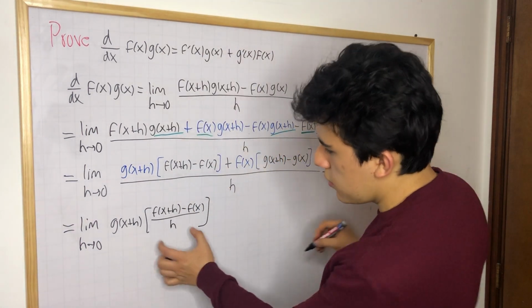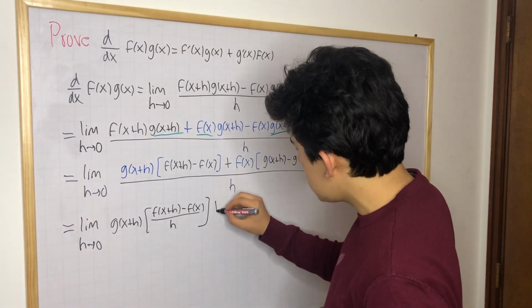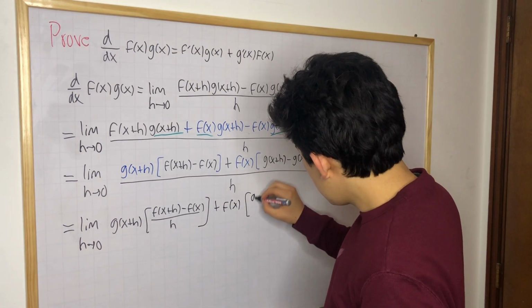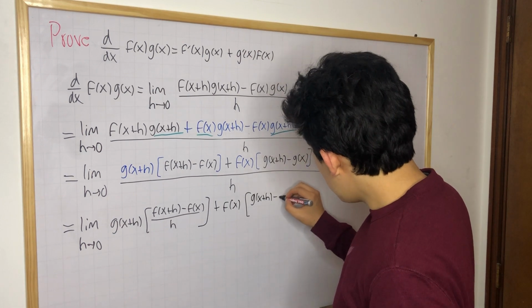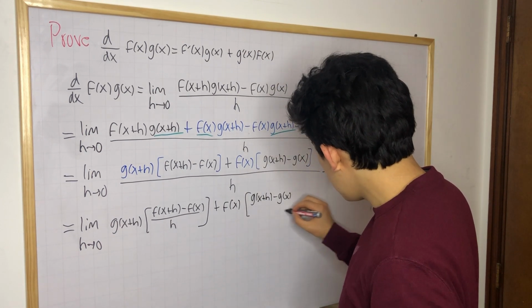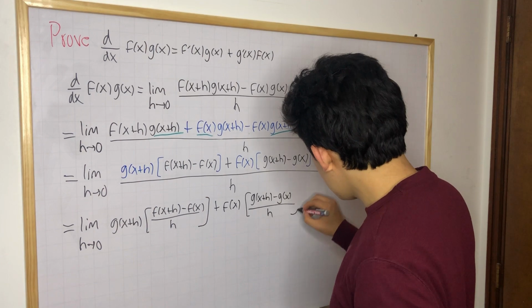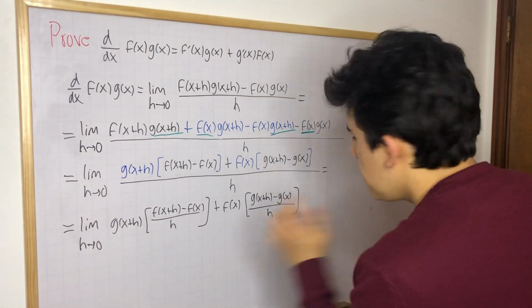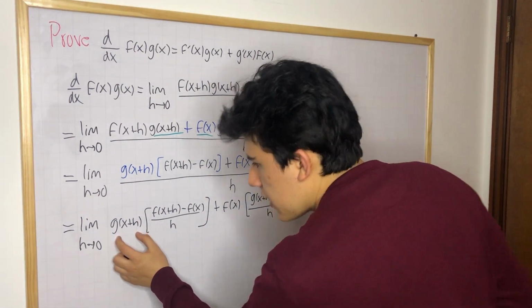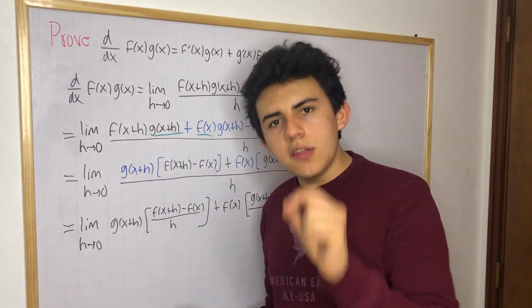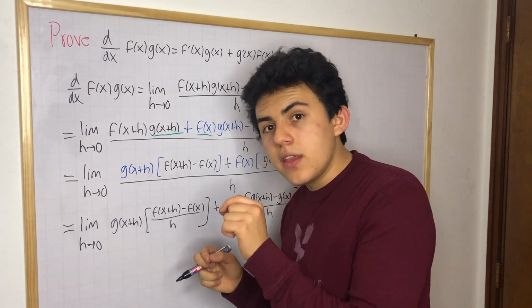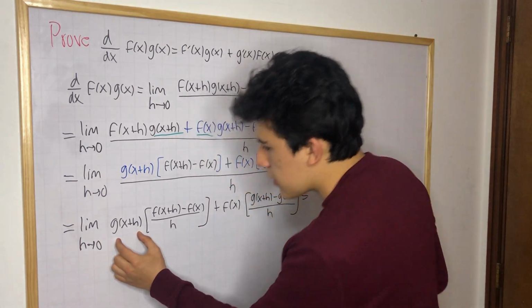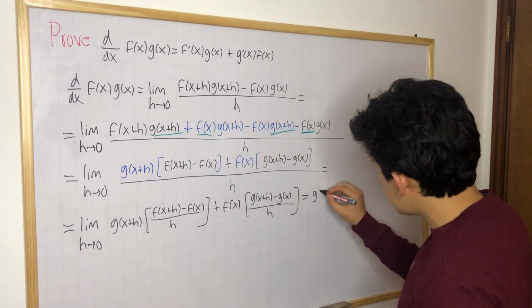And now I believe you know what we can do with that term. We can simplify it. So you have plus f of x times g of x plus h minus g of x, okay? And this over h. And now we have these two limits to compute. Now you know that if you have g of x plus h and h is approaching 0, it is a very small number. That number added to x is not going to do absolutely anything. So we know this factor is just going to turn into g of x.